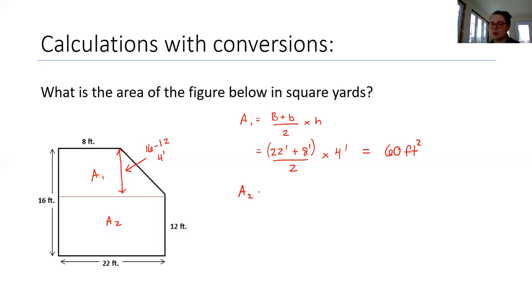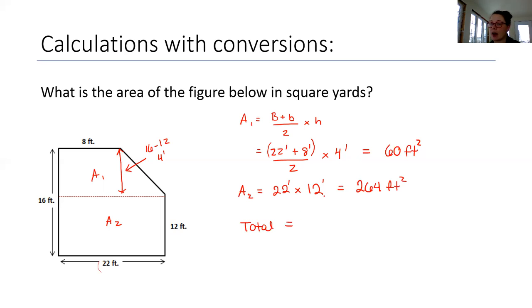Area 2. Area 2 is a nice easy one. We only have a rectangle. So we have 22 by 12. So we use the 22 and the 12. We don't want to use the 16 because the 16 is more than just the rectangle. So 22 feet by 12 feet leaves us with a total of 264 square feet.